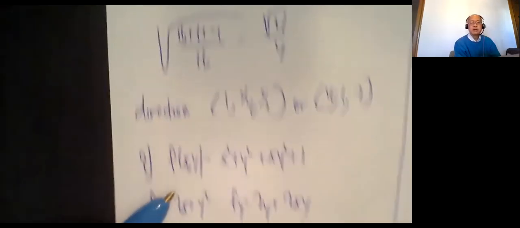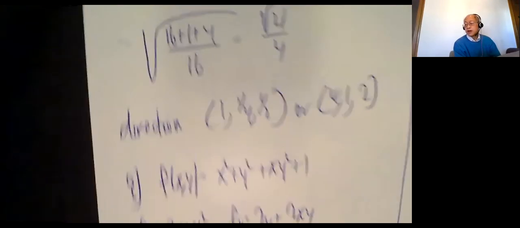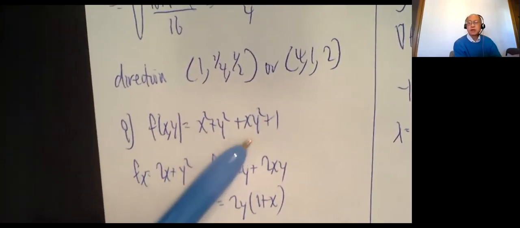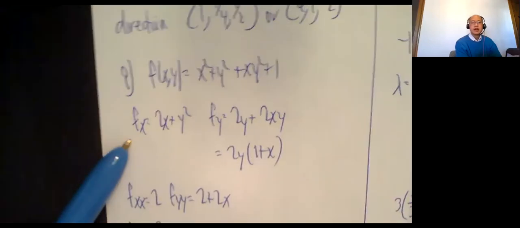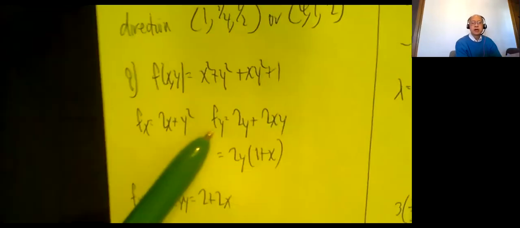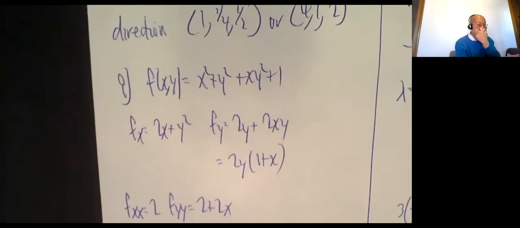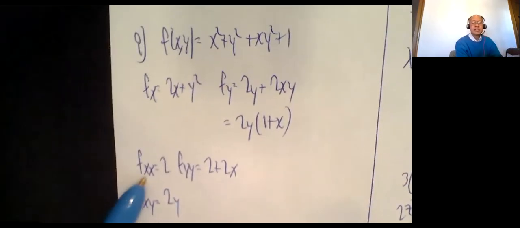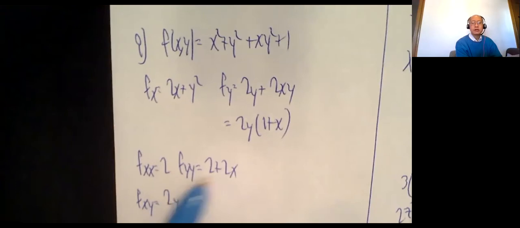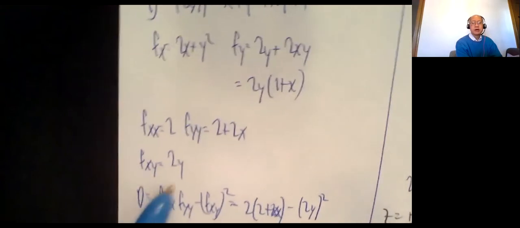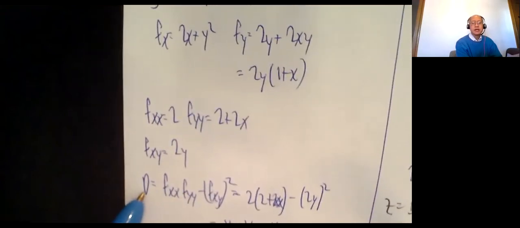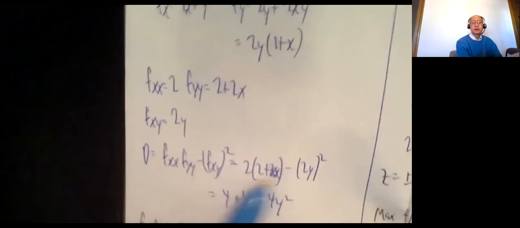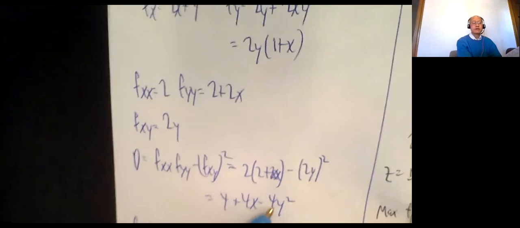Okay, number 9. Find local max, min, and saddle points. F of x, y is x squared plus y squared plus x y squared plus 1. Fx is 2x plus y squared. Fy is 2y plus 2xy, which factors into 2y times (1 plus x). Fxx is 2. Fyy is 2 plus 2x. Fxy is 2y. So the D is fxx fyy minus fxy squared. It comes out to be 4 plus 4x minus 4y squared.